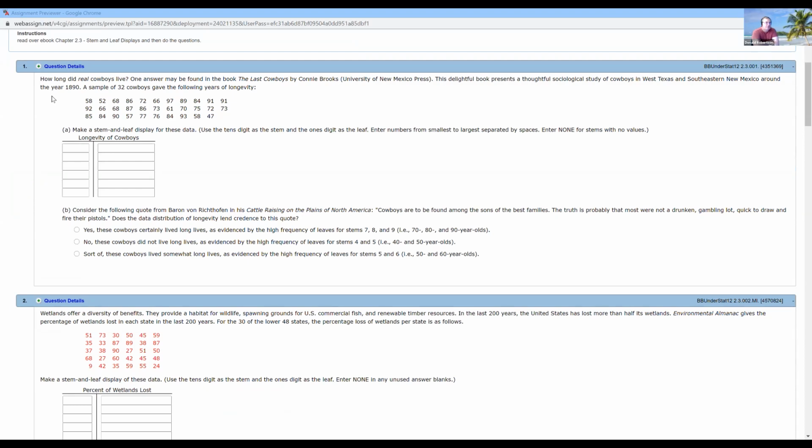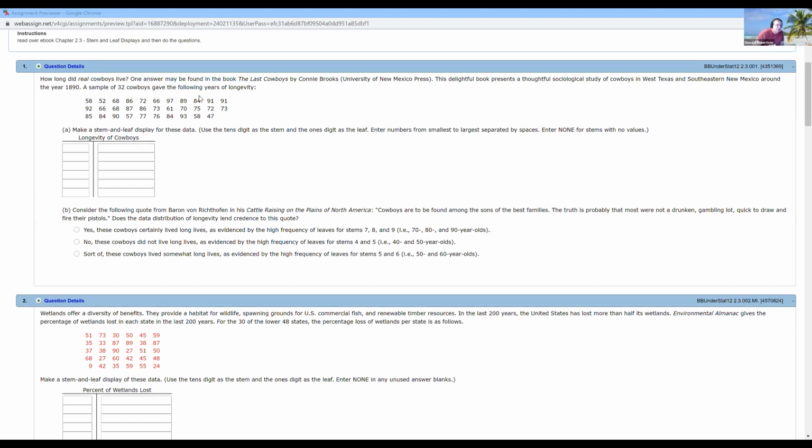How long did real cowboys live? You know, in the Old West. One answer may be found in the book, The Last Cowboys by Connie Brooks. This delightful book presents a thoughtful sociological study of cowboys in the West, Texas and southeastern New Mexico around the year 1890. A sample of 32 cowboys gave the following years of longevity. So I guess you could collect that data by going round old graveyards and looking at the ages that they died, something like that. Maybe they've got written records, but here they are.